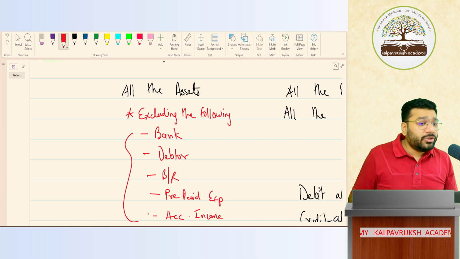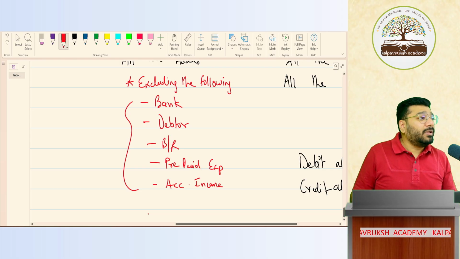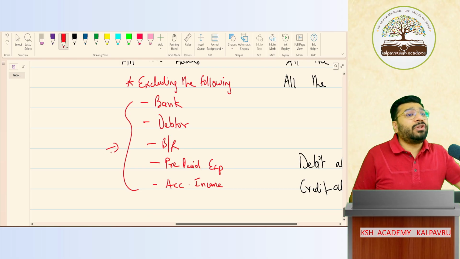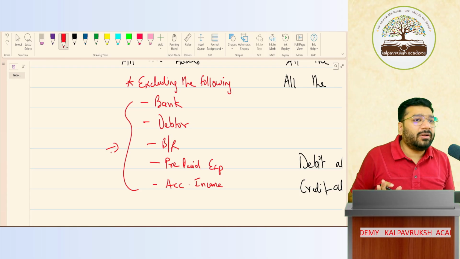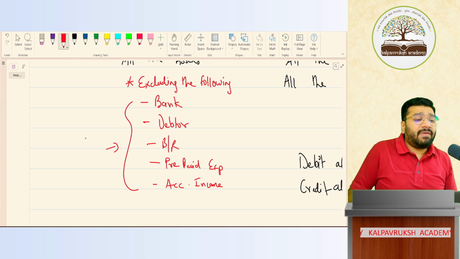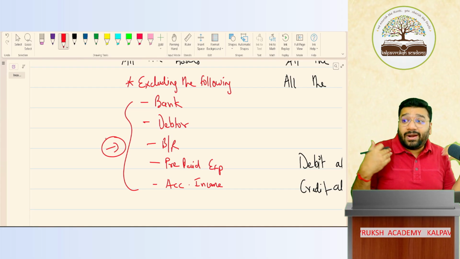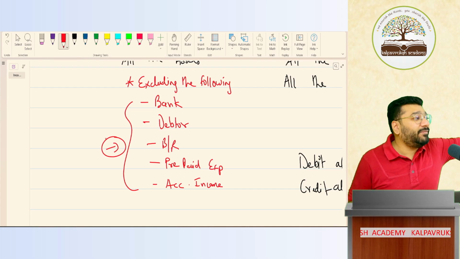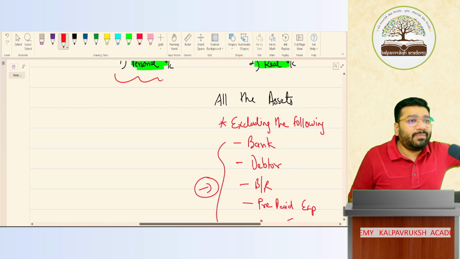Got it? So you cannot memorize the list of assets which will come inside the real account. Better remember these 5 things which will not come in the real account. Rest all others will come in the real account. Now you will have a doubt. Sir, why are these excluded? You don't believe what I am saying. You ask for a reason. I'll give the reason, but not now. When I come to personal account, that time I'll give you the reason.